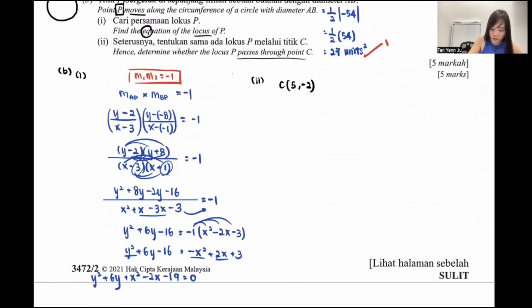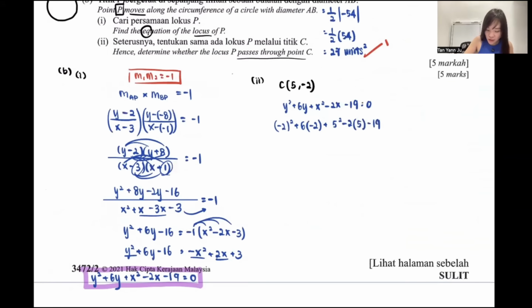Based on the previous, we're already getting the equation: y squared plus 6y plus x squared minus 2x minus 19 equivalent to 0. Sub inside, yeah? So my y is -2, my x is 5. You want to know whether it is correct or not? You just do one side. If we can get back the other side, then it's correct. So -2 squared plus 6 times -2 plus 5 squared minus 2 times 5 minus 19.